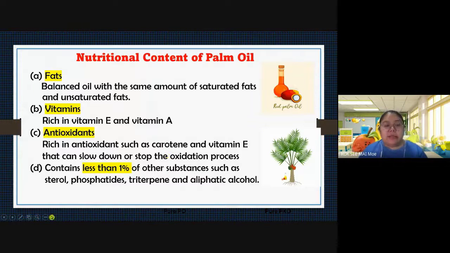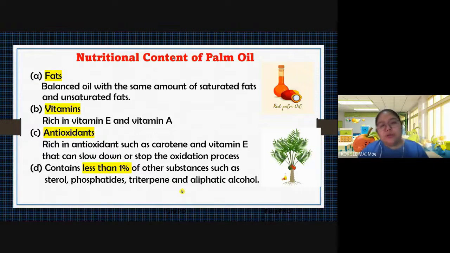Okay, then the D, they say they contain less than 1% of other substances. That means they don't add any substance. Although they add less than 1%, it's pure. Then what is that? Steroid. These are all chemical things. Then you have phosphatide, triterpene, and also aliphatic alcohol. These they never add. We cannot say never add, lah. They may add, but less than 1%. Then overall it is pure palm oil.